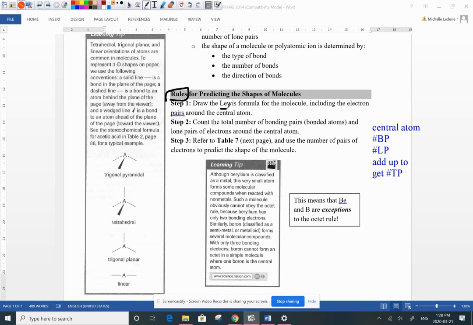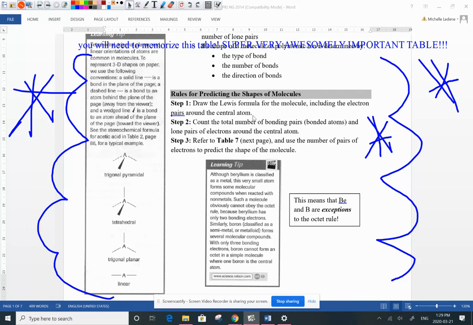Our first step is we draw our Lewis, our electron dot diagram for the molecule, and it's the central atom that is the most important, right? And so we're looking at the number of bonding pairs around the central atom and the number of lone pairs around the central atom, and then we add those two up to get the total number of pairs. So I'm going to come back to beryllium and boron. They're exceptions to the octet rule, but most of our examples are going to follow the octet rule.